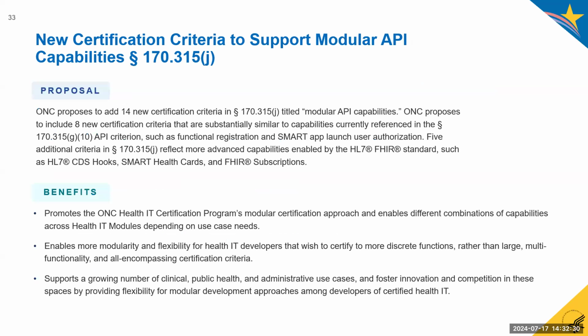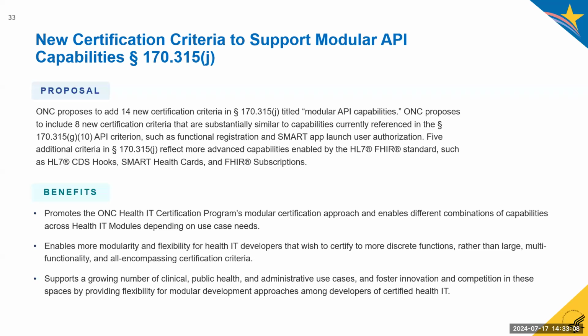Alongside that, we are proposing to establish 14 new certification criteria at section 170.315(j), titled Modular API Capabilities. Now, a lot of these certification criteria are substantially similar to capabilities currently referenced in the G10 API criterion, such as dynamic client registration and Smart App Launch user authentication. And then other of these J criteria reflect those API capabilities that I just mentioned, including CDS hooks, Smart Health Cards, and FHIR subscriptions.